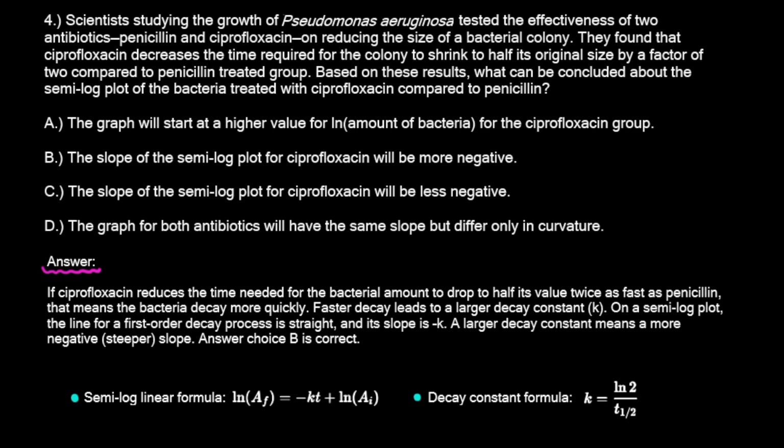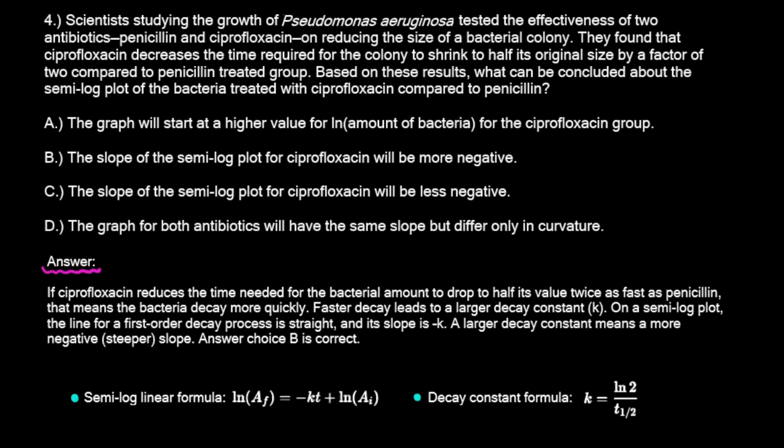The question states that ciprofloxacin cuts the time required for the colony to shrink to half its original size by a factor of 2 compared to the penicillin treated group. So, what does that actually mean? Anytime a question talks about how long it takes for something to reduce, decrease, die off, or shrink to half its amount, it's referring to the same underlying idea, the half-life of the process. So even though we aren't using the term in the question, this is referring to half-life.